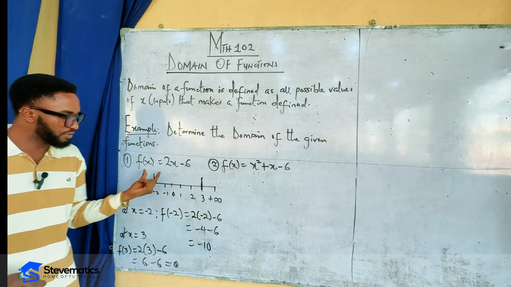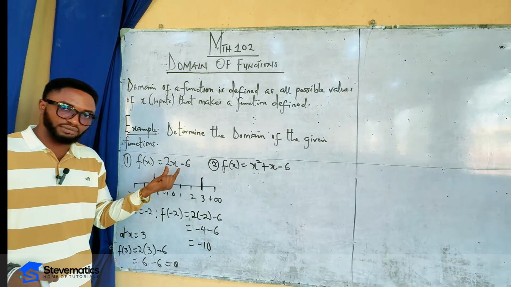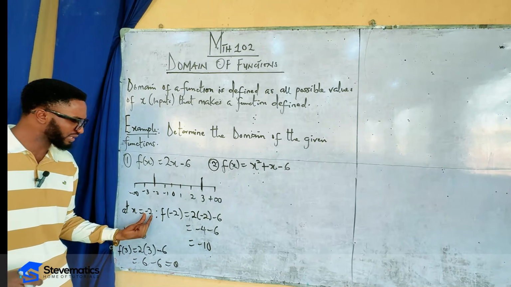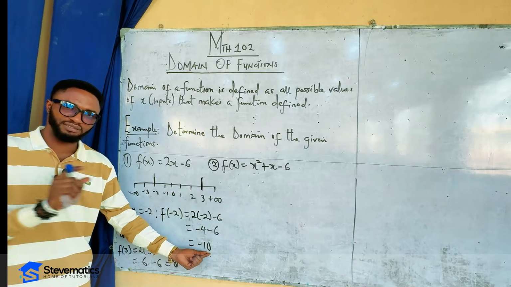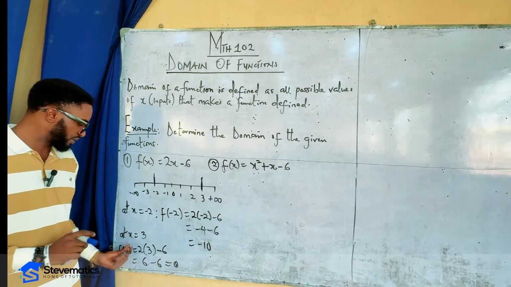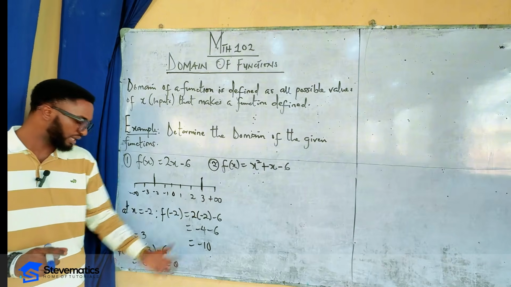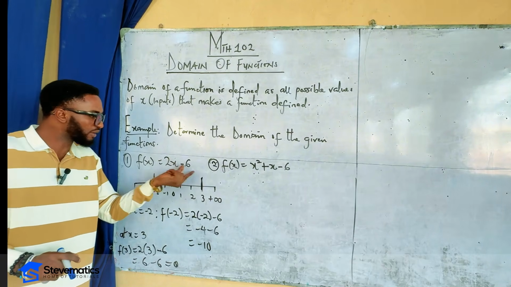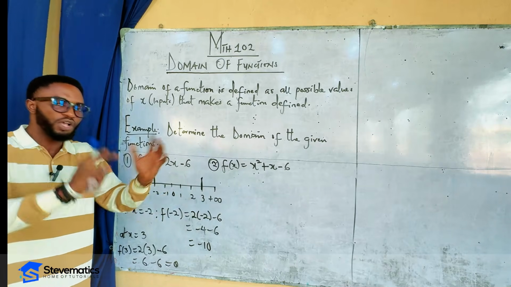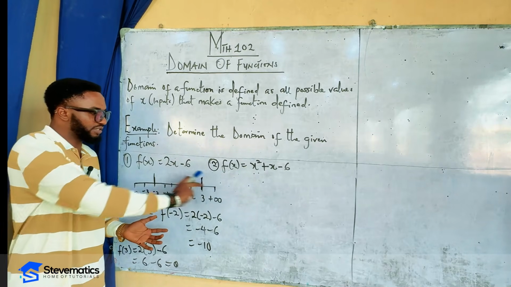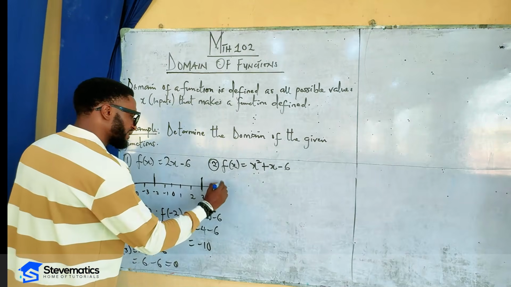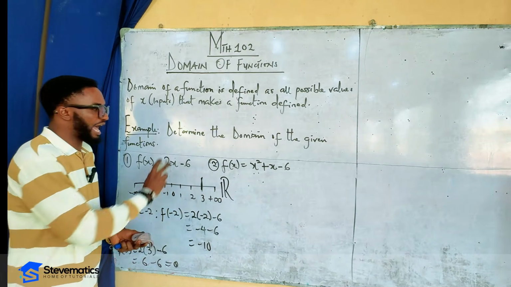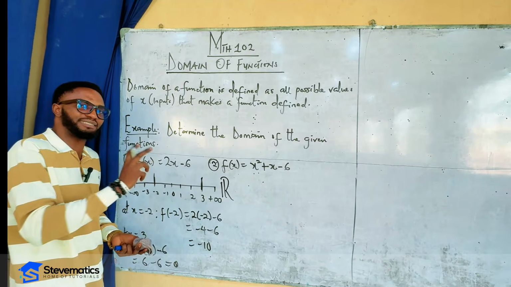And any value you impute, we picked negative 2 at first, it gave us negative 10, defined value. We picked positive 3 from the positive real number, gave us 0. If you pick 1, insert 1 here, 2 times 1, 2. 2 minus 6 will give us negative 4, that's minus 4. So at every point on this real number line, our function 2x minus 6 is defined.